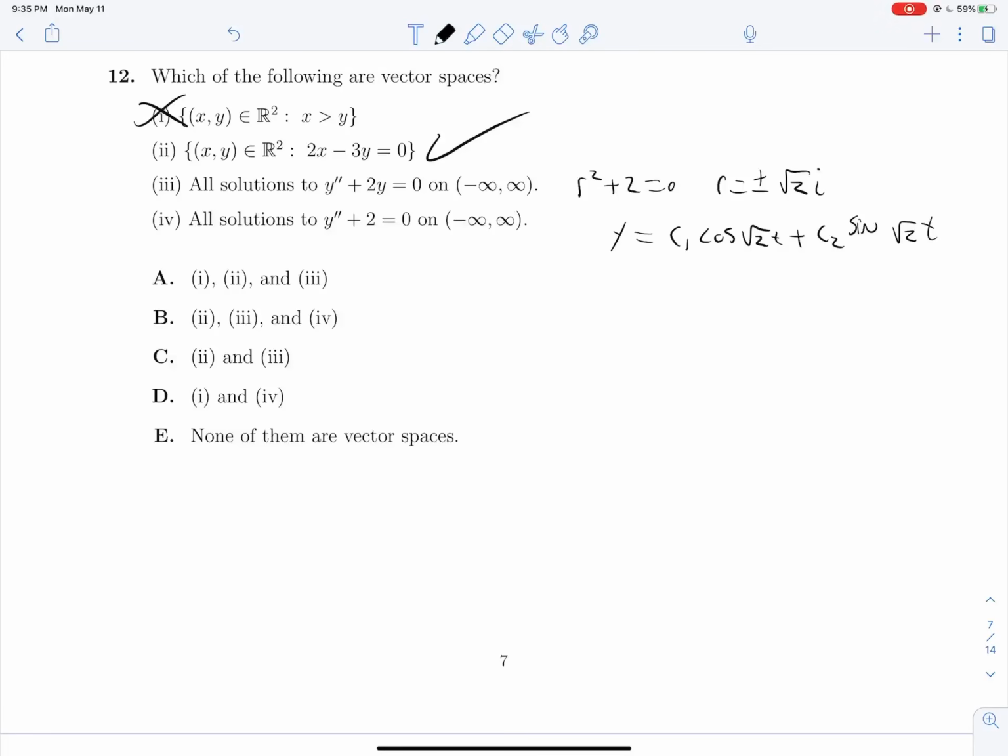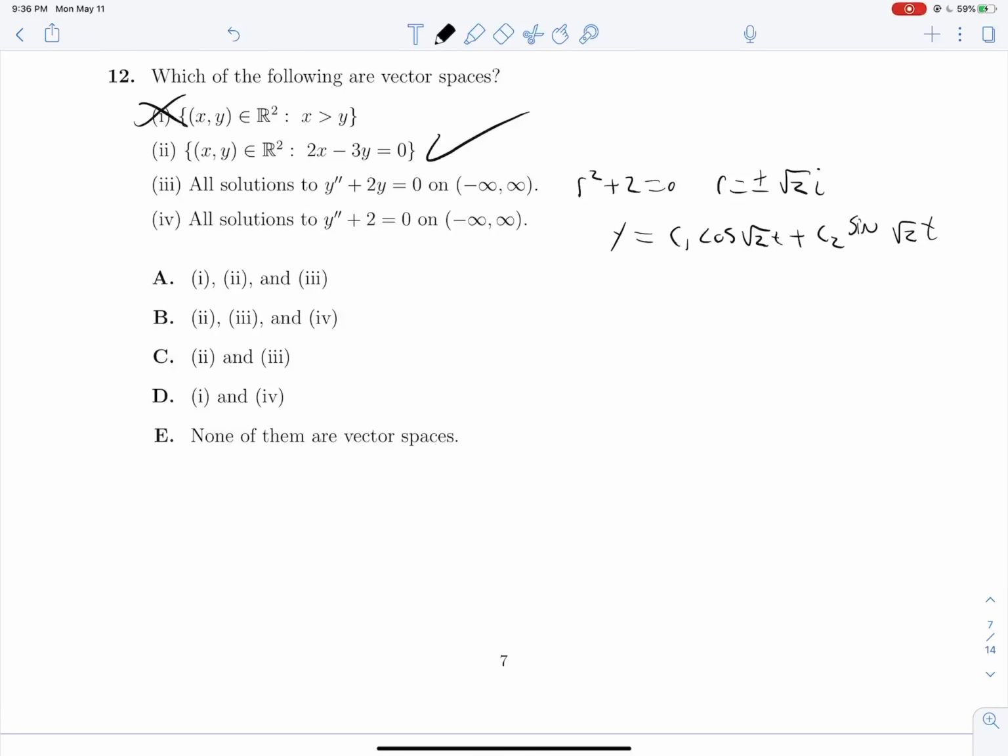So we have our solution here for y, for option 3, and we're kind of trying to think about whether or not this satisfies all of our rules for a vector space. So is it closed under vector addition? Well, if you take some C1 cosine root 2 t and some C2 sine root 2 t, and then you change those C1s and C2s and you add them together, yeah, you'll get something else that's just another member of our vector space.